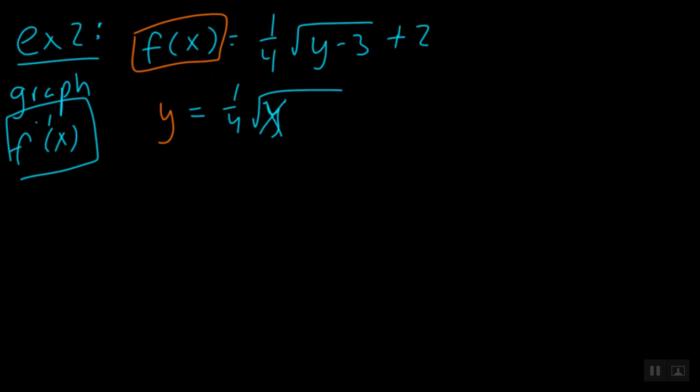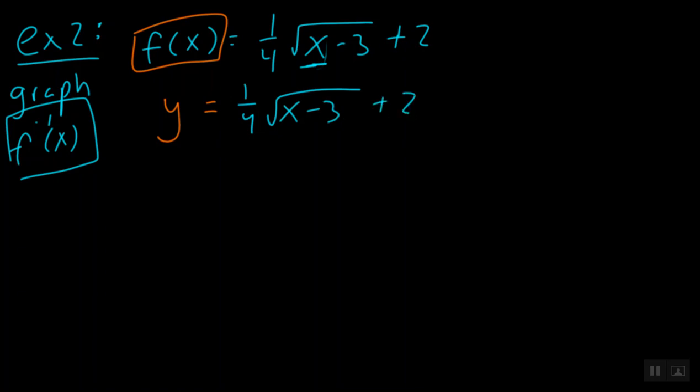Oh my goodness, guys. Y'all have my apologies. Here, I had accidentally written a y instead of an x. So let's try this again. So we have y is equal to 1/4 square roots of x minus 3 plus 2.